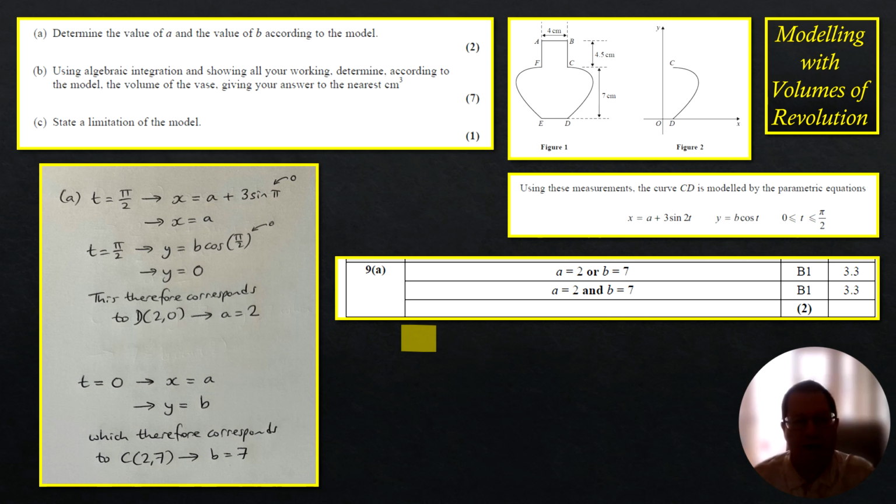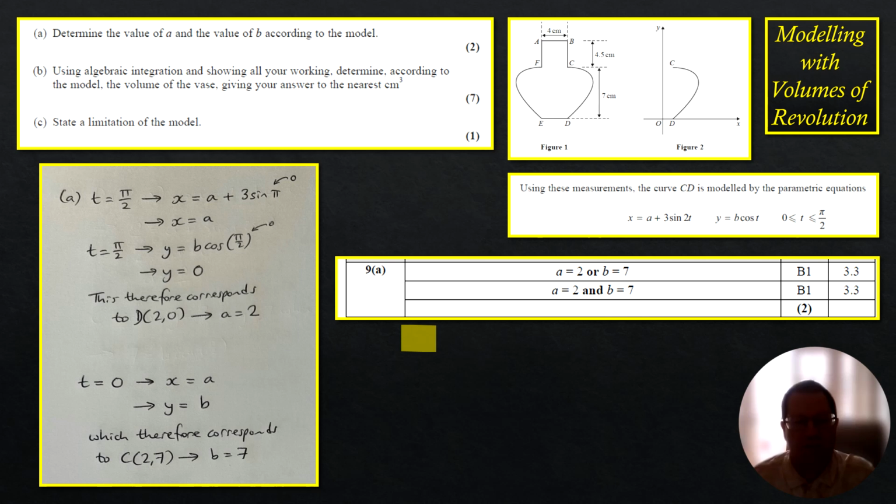Determine the value of a and the value of b according to the model. So when we substitute t equals pi over 2 into x, we get x equals a plus 3 sine pi, which is 0, so x equals a. And when we substitute pi over 2 into the y equation, we get y equals b cos pi over 2, where cos of pi over 2 is 0, so y equals 0. So on that basis, this must correspond to point D, which has coordinates of 2, 0. Hence, if x is a, then a must be 2.